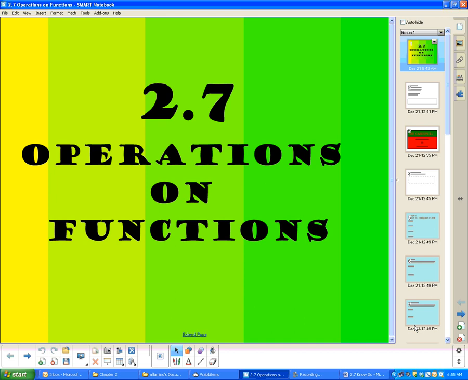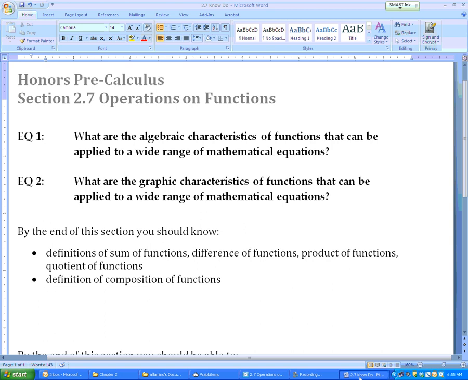Let's take a moment here, take a look at the list of things to know, list of things to do. Remember that our essential question: what are the basic and general algebraic and graphic characteristics of functions that can be applied to a wide range of mathematical equations? We're almost done with this chapter. Once we get into chapters 3, 4, and past, we will be applying the ideas, concepts, and skills from this chapter for basically the rest of the year. So we want to have a really good grasp of them.